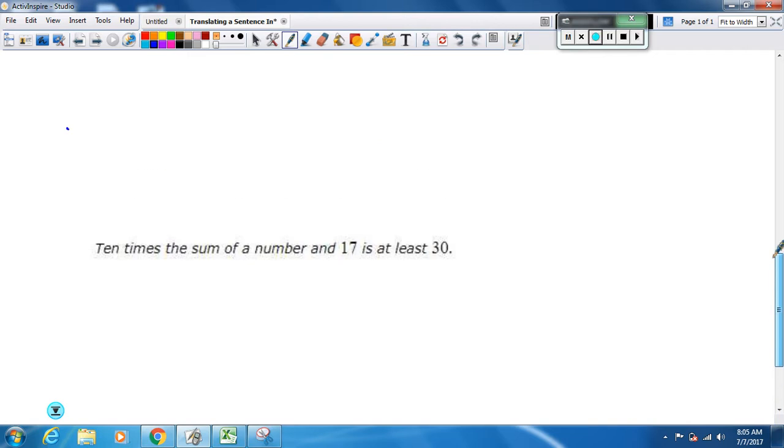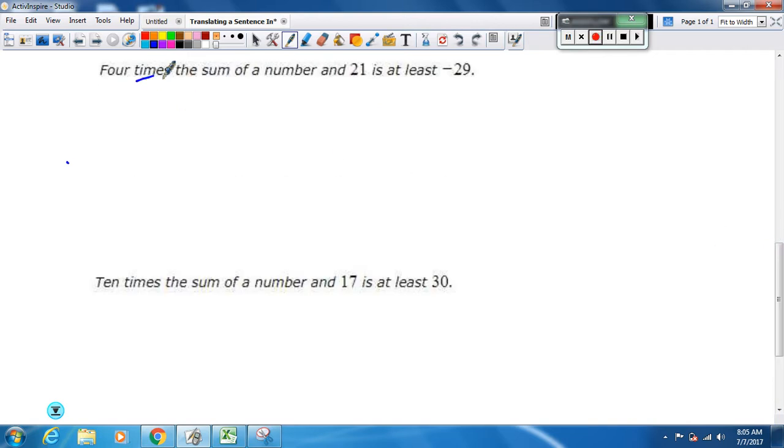On this next one, again you have times and sum together. So you've got 4. Whenever you have times the sum, you put parentheses. Sum means add. So what's on either side of the addition symbol, you keep reading. The sum of a number and 21. After you write that second one, after the plus sign, you close your parentheses. Is at least. So again, at least means greater than or equal to negative 29.